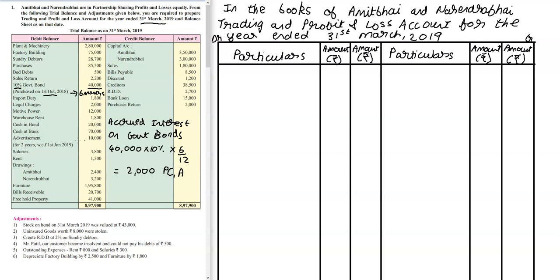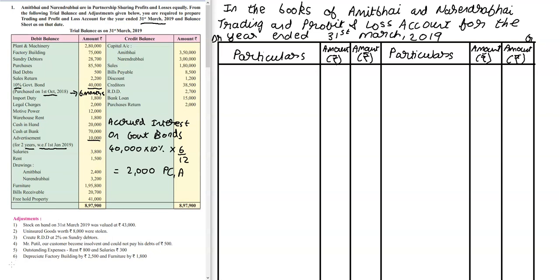The next adjustment we have is for advertisement. They have told us that it is with effect from 1st of January 2019. 3 months later, the year ends. You have paid for 2 years 10,000 and we have only used 3 months out of those 2 years. So the P&L account item for advertisement expense.